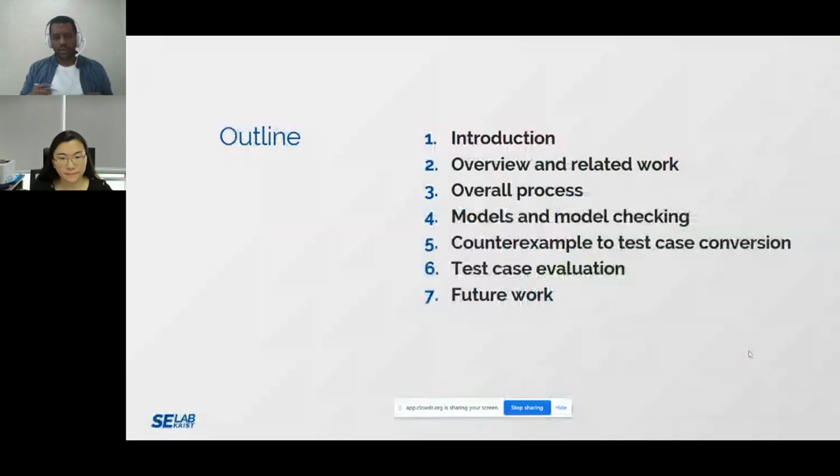My presentation content looks like this. I will have a little bit of introduction, overview and related work, and the overall process, models and model checking, counterexamples to test case conversion, the algorithms we have designed. I will also discuss test case evaluation and some future work. I will give detailed discussions about each of these in the upcoming slides.